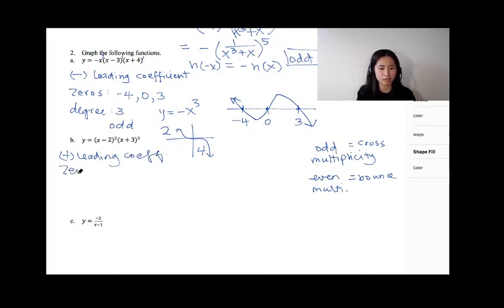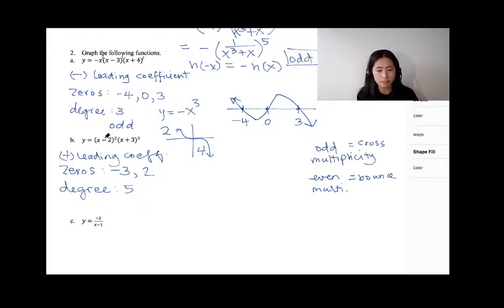But that's the coefficient. And your zeros are essentially -3, right? (x + 3) and (x - 2), right? And then your degree now is going to be 5, right? And the reason why it's 5 is because it's 2 plus 3, right? So degree is the sum of your multiplicities.